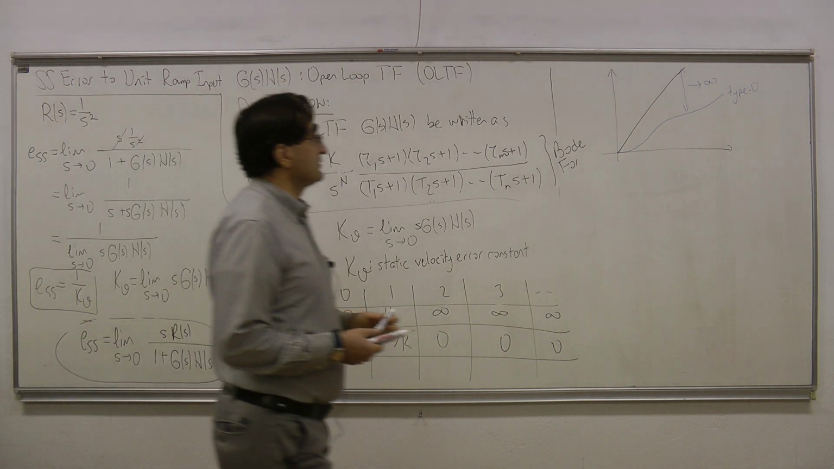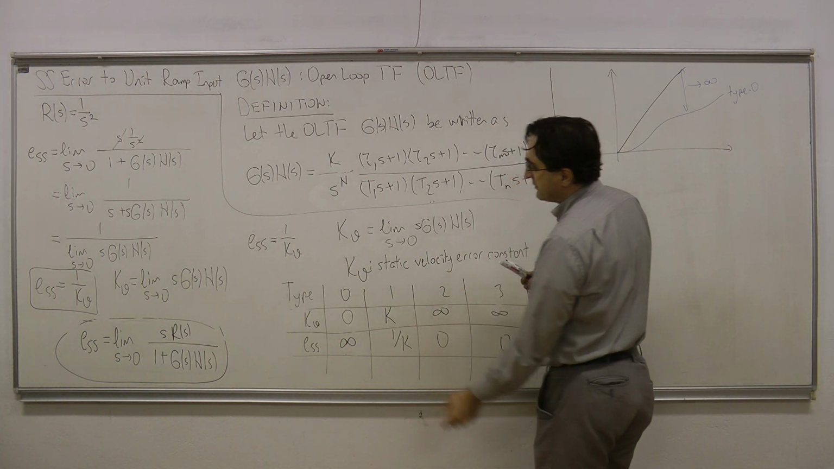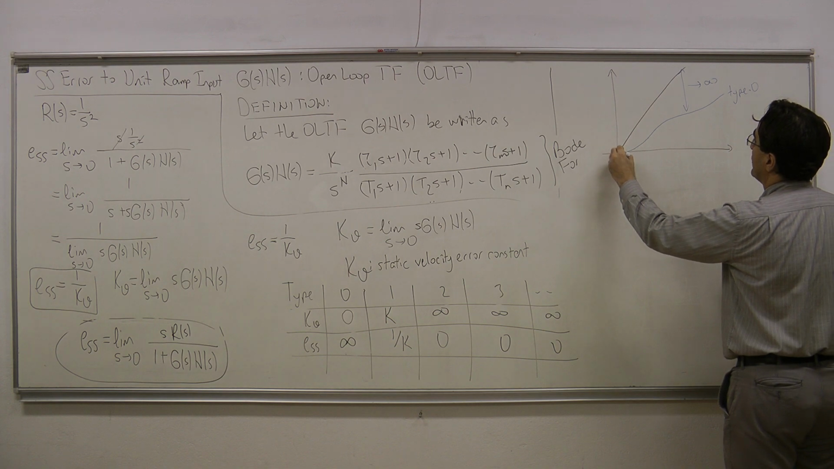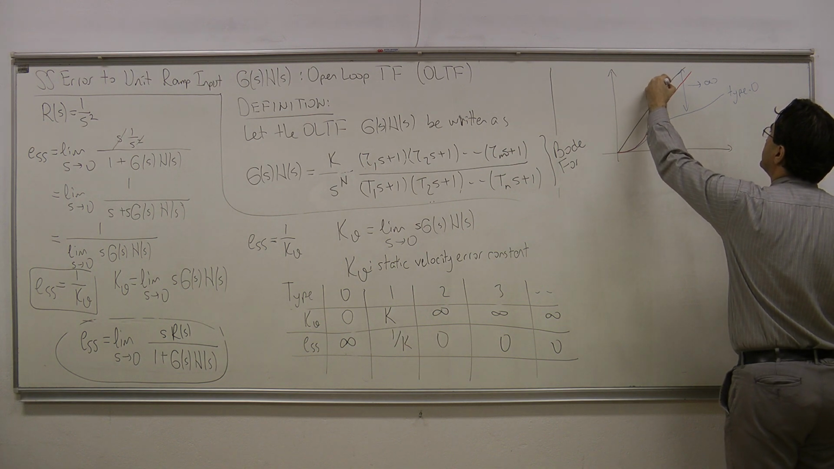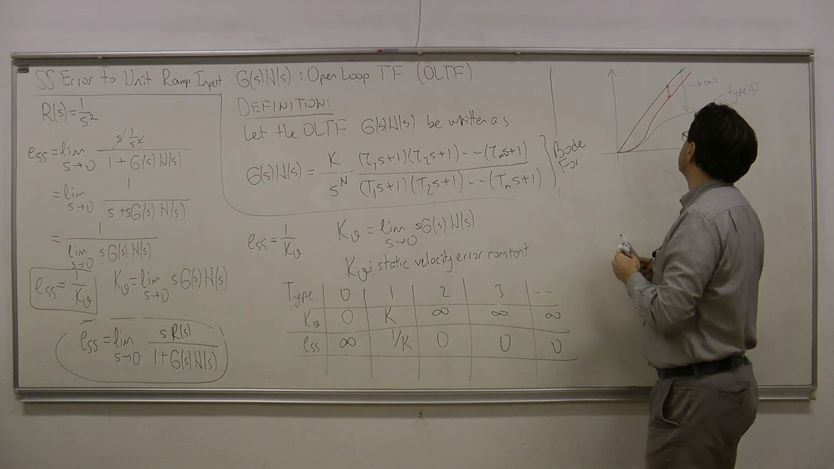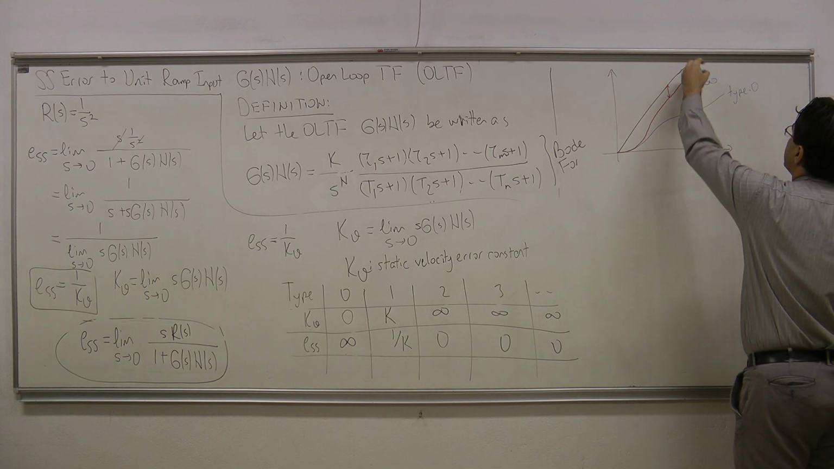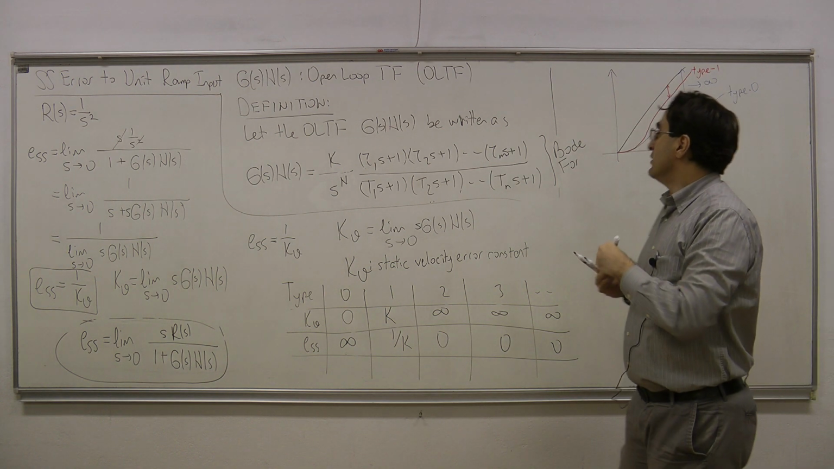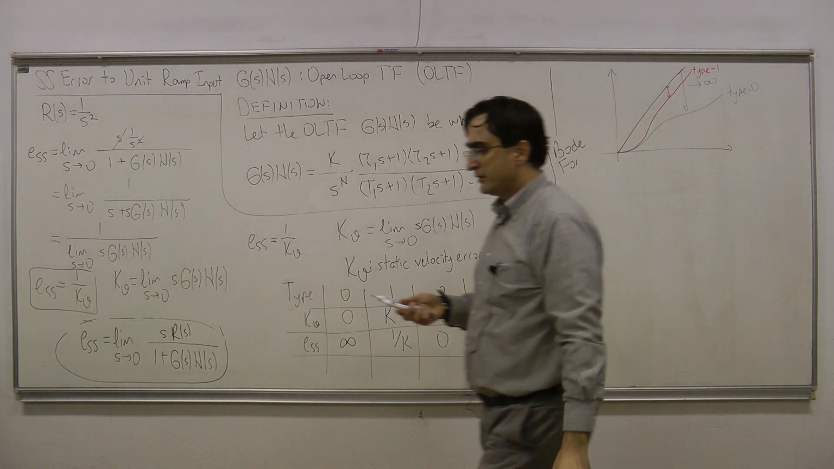What about type 1 system? A type 1 system would have non-zero but finite error to unit ramp input. That means that a type 1 system would be responding something like this. So it has a constant, non-zero difference between the unit ramp input and the response here. So this is what the response would be looking like for a type 1 system. We have a finite, non-zero difference between the response and the desired reference input.